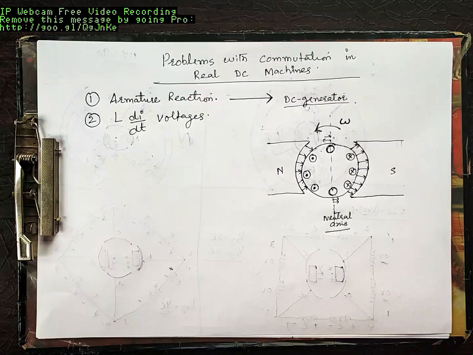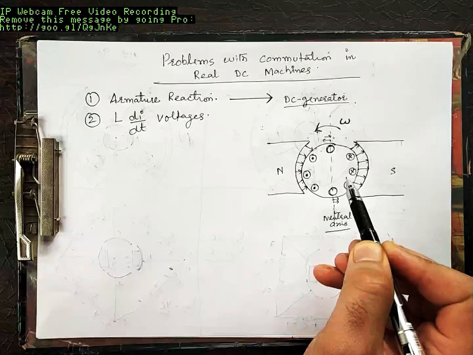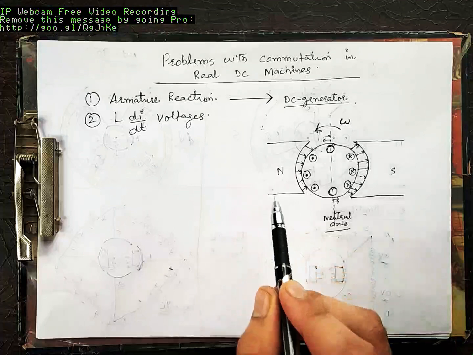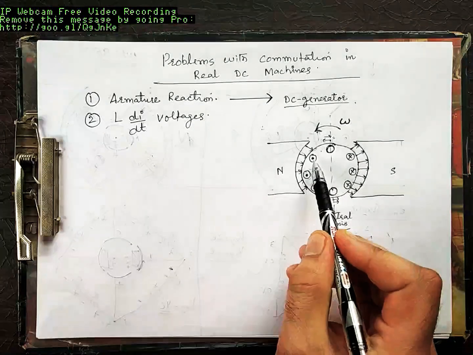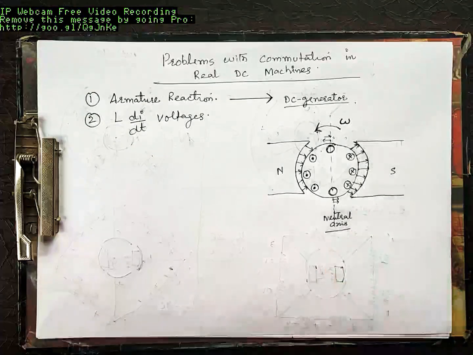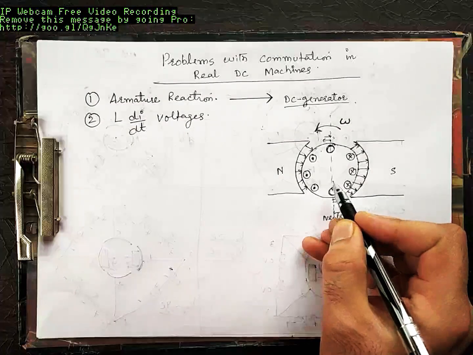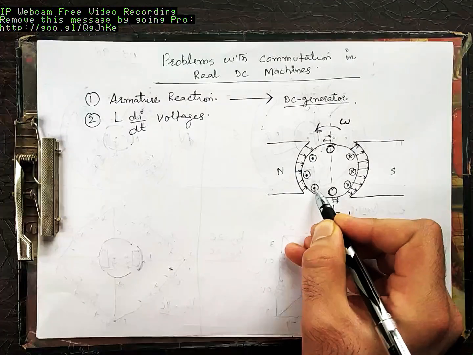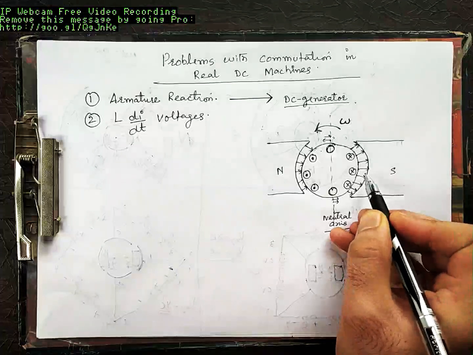Next, suppose this is the diagram of a rotor which is being rotated using a prime mover in the anti-clockwise direction. This is the direction of induced voltage. Suppose you now connect a load to this machine. When you connect the load to this DC machine, current will come out of these dotted terminals and go into the cross terminals.